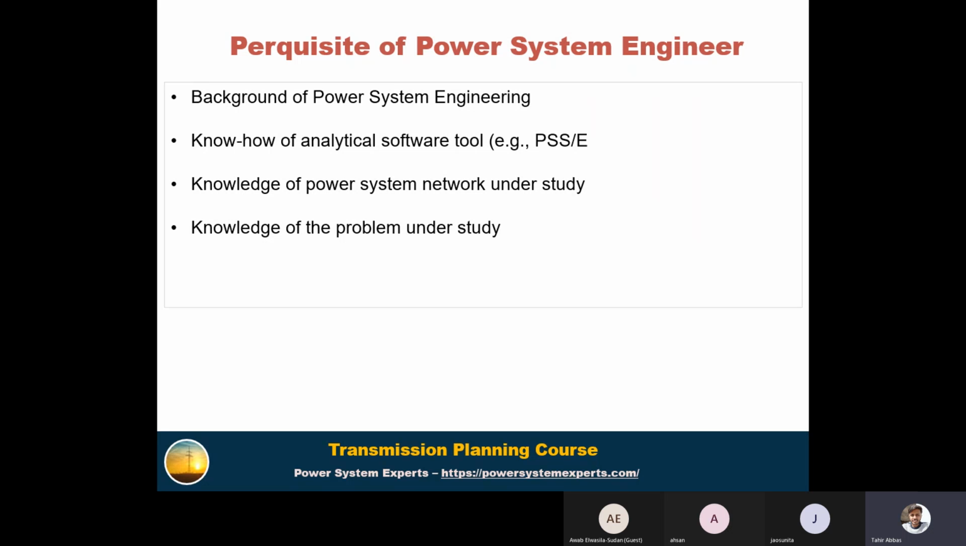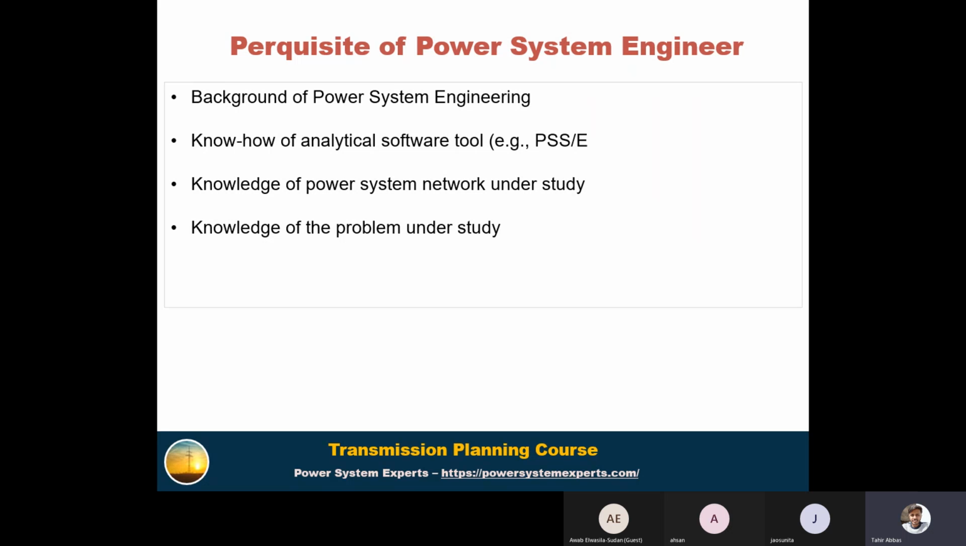Next is the know-how of an analytical tool. You should at least learn one tool as a power system simulation tool, any tool like PowerWorld Simulator, ETAP, or PSSE. And next is the knowledge of the power system network under study. That's very important when you are doing transmission planning in any utility or working in a consulting company. You should have a complete, clear picture of the network under study.